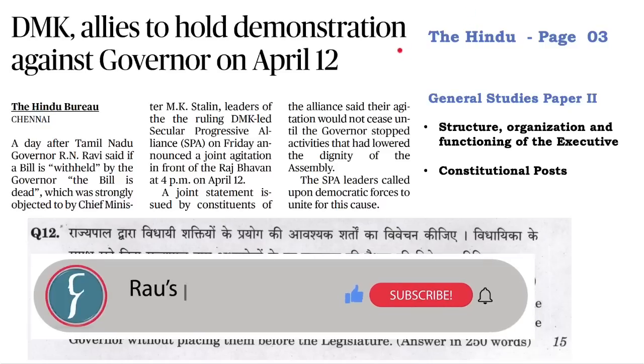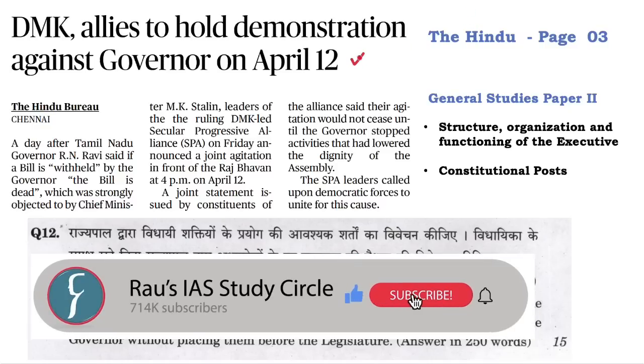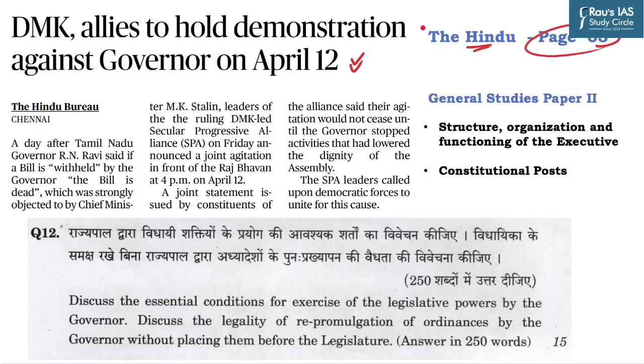The first article of today's discussion is based on this particular news, which has appeared on page number 3 in The Hindu. It basically talks about the political situation in Tamil Nadu, which has become tense following the comments made by the governor, Mr. R.N. Ravi, regarding the power of governor to withhold the bills.